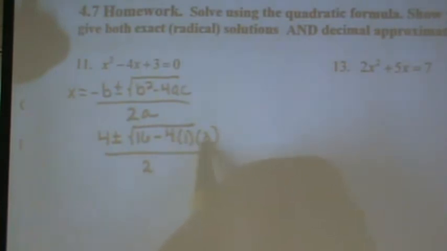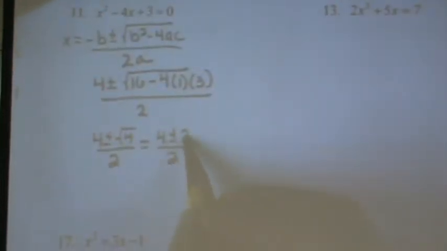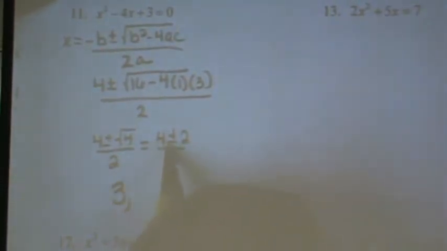Well, right here you're going to get 12, so 16 minus 12 is 4. So 4 plus or minus the square root of 4, which is 2. So this is equal to 4 plus or minus 2 over 2. Well, 4 plus 2 is 6, and 6 over 2 is 3. And 4 minus 2 is 2, 2 over 2 is 1.